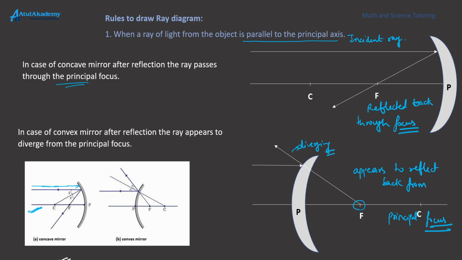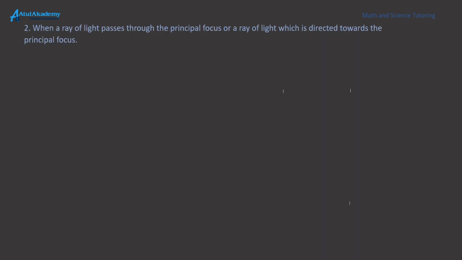The first rule: whenever a ray comes parallel to the principal axis, it will be reflected back through the focus in case of a concave mirror, and it appears to be reflected back through the focus in case of a convex mirror. First rule done. Move to the second rule.